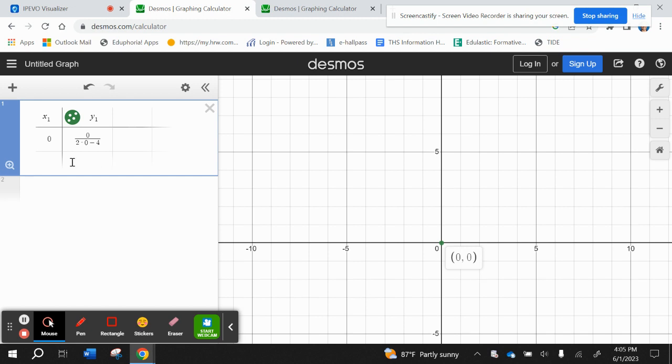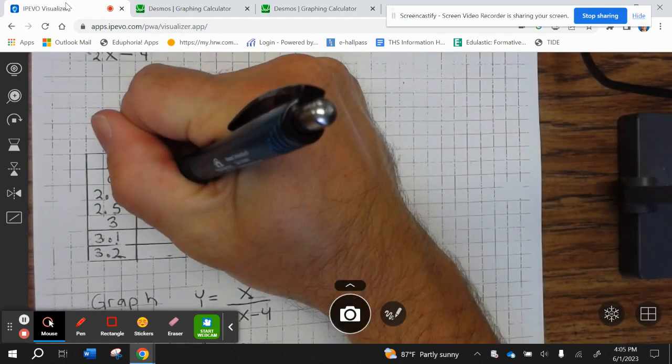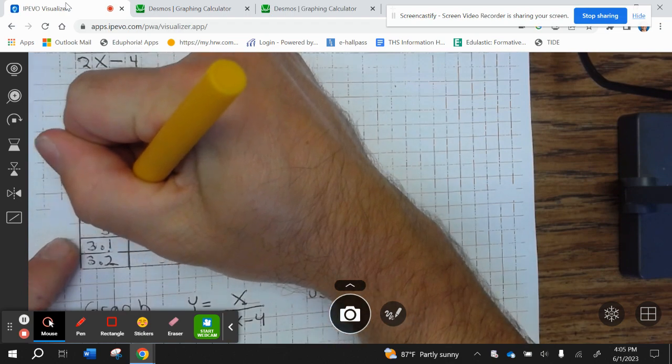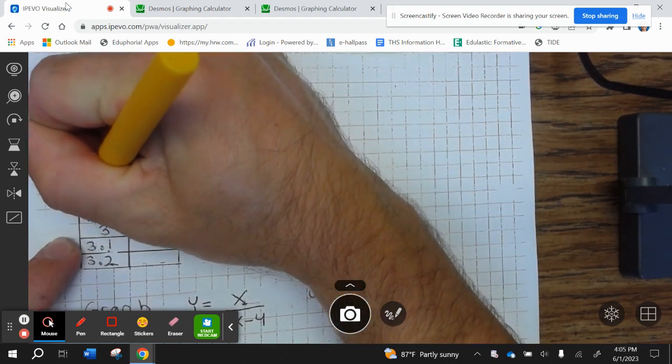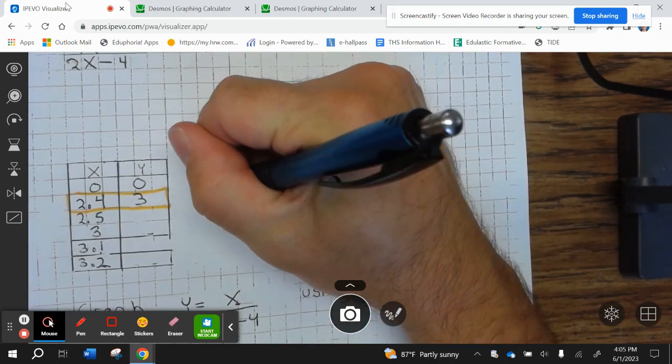So now I'm going to put in 2.4 for x. So 2.4 divided by 2 times 2.4 minus 4 is 3. So there's our solution. So our solution is x equals 2.4.